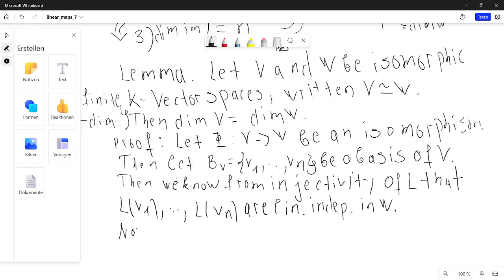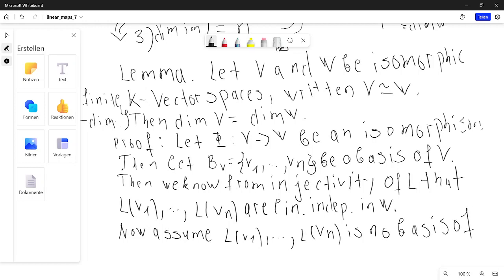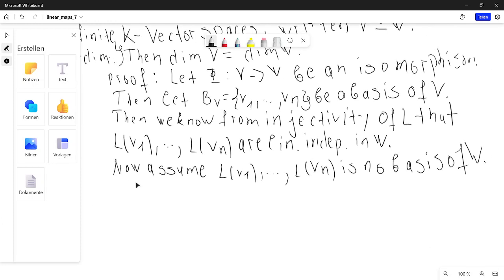Now assume L of V1, ..., L of Vn is not a basis of W. Then, since the vectors are linearly independent, there could be only a problem with the span. So the span is not the whole vector space, right? By the definition of the basis, linear independence is satisfied, so there could be only a problem with the span.